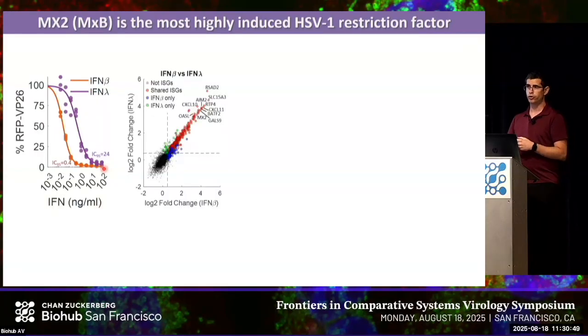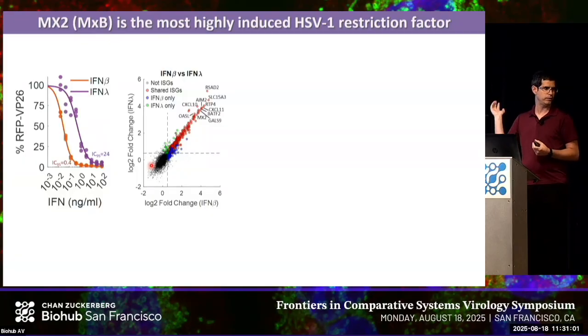Then we can do the transcriptomics, where we just treat cells with interferon beta and lambda at this concentration and see which genes come up. This is 24 hours post-treatment. You can see that for the most part, they activate the same interferon-stimulated genes. All the ones in red are shared. The blue ones are only significant in beta, and the green ones only significant in lambda, but they lie along the diagonal anyway.